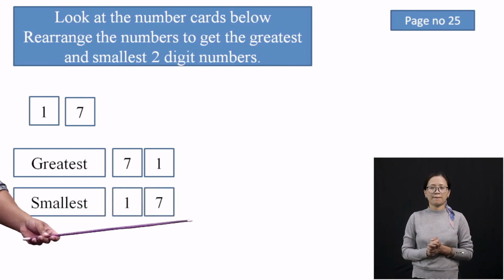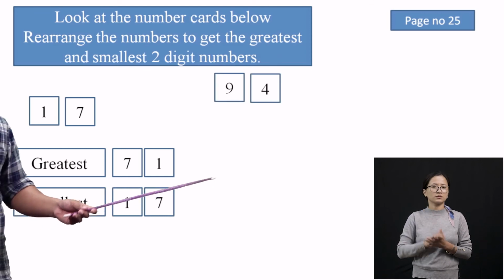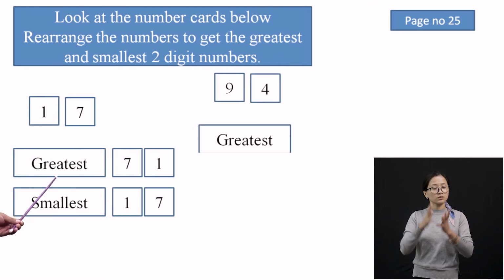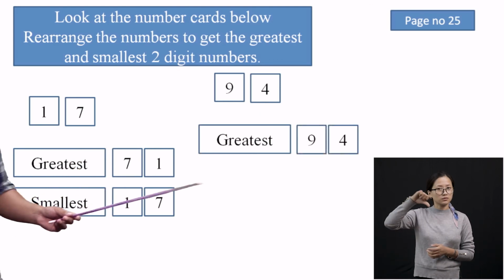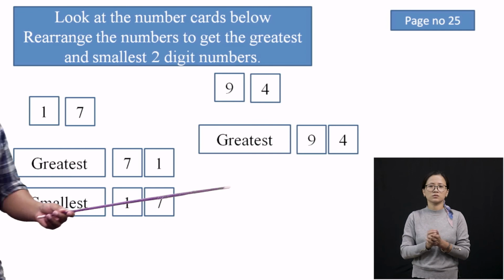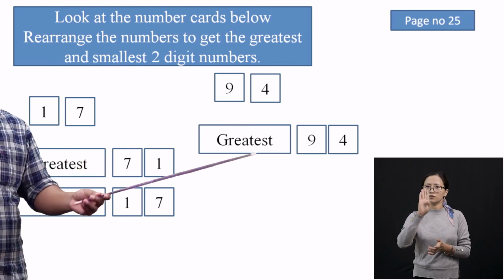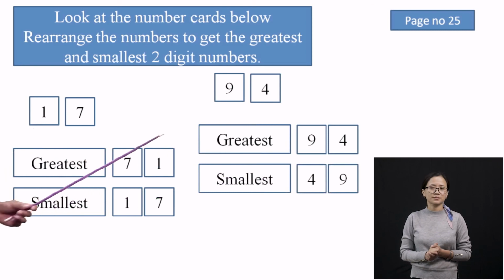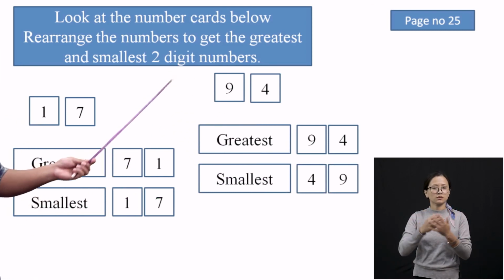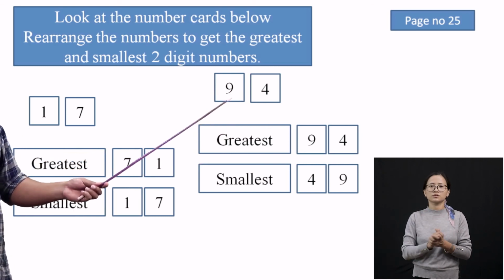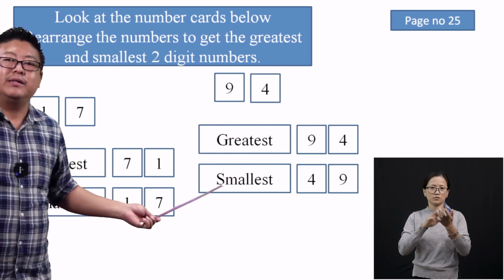All right, children? I hope you understand. Now, if you look at these two numbers, 9 and 4, the greatest number that you can form is 94, right? And the smallest number that you can form with 9 and 4 is 49. All right, children? So this is all about rearranging two digits to form the greatest and the smallest number.